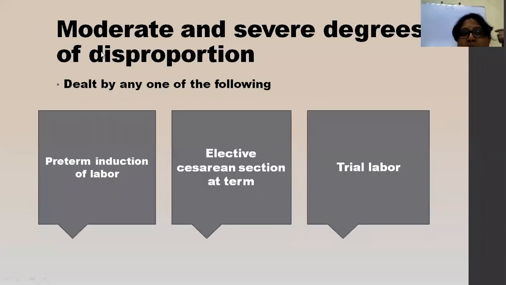In case the woman has a moderate to severe degree of disproportion, then it can be dealt with by any one of the following things. You can either induce her before her expected date of delivery, which is preterm induction of labor, or you can plan an elective cesarean section at term, depending on other comorbid conditions, or you can give her a trial labor.